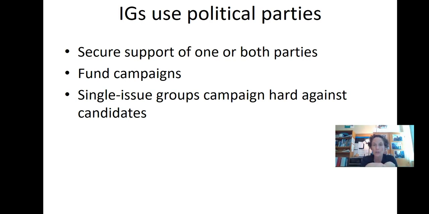Single issue groups, those are the ones that have a very specific issue. They campaign really hard against candidates. So we see that right now with pro-choice, pro-life interest groups, is that they're campaigning hard at this moment in September of 2018 on the Brett Kavanaugh nomination.